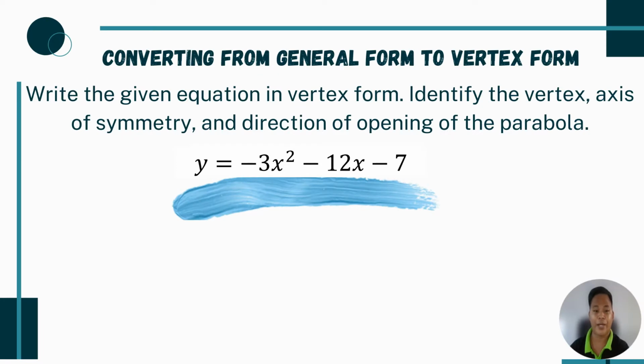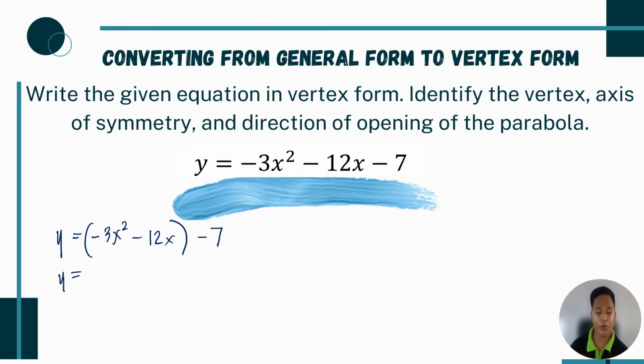In this example, we're going to write an equation in vertex form from a general form. And we're going to identify the vertex, the axis of symmetry, and the direction of the opening of the parabola. The equation given is y is equal to negative 3x squared minus 12x minus 7. We're going to first separate the terms with variables. We have negative 3x squared minus 12x from negative 7.